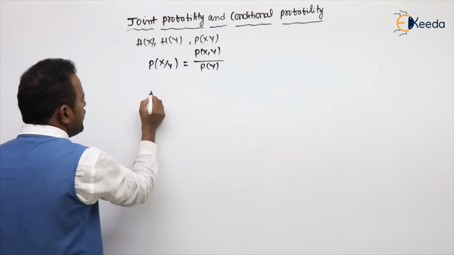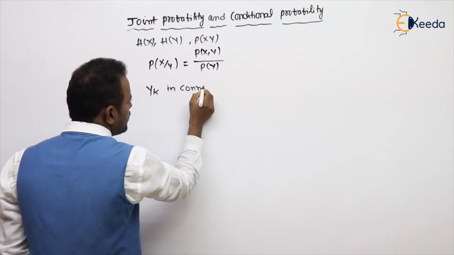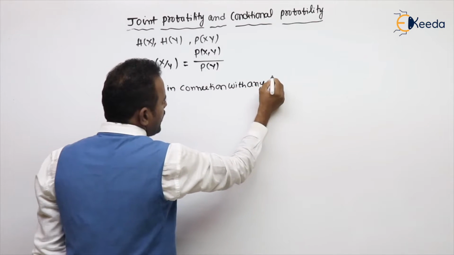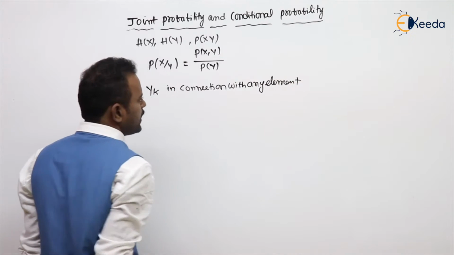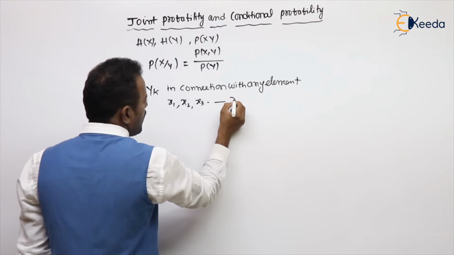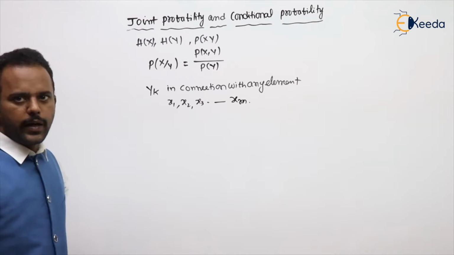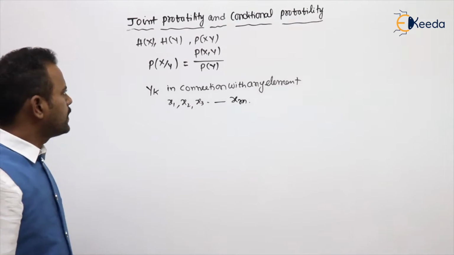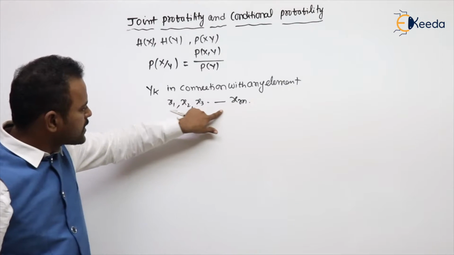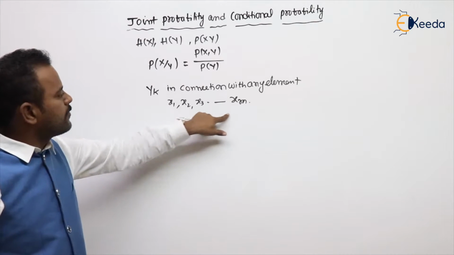Let's take, what is the meaning here? Let's take one element yk, yk in connection with any element at the input side. Any element means like x1, x2, x3 and so on, xm, the last symbol. Are you getting my point or not? So what is the meaning here? If we are transmitting any of the symbols here, it may be received as yk. So yk in connection with any of the symbols I have written.